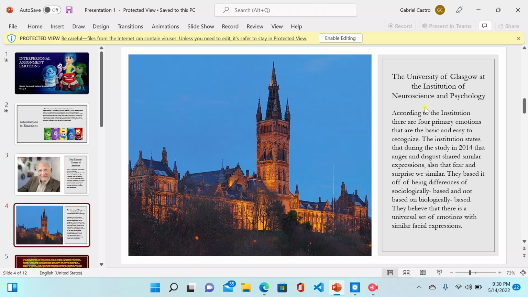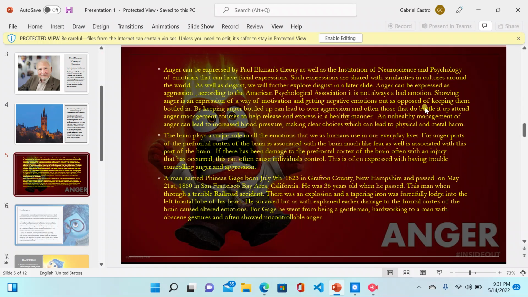So, the University of Glasgow and the Institution of Neuroscience and Psychology. According to the institution, there are 4 primary emotions that are basic and easy to recognize. The institution states that during the study they conducted in 2014, anger and disgust shared very similar expressions, and fear and surprise were very similar as well. They based it on differences that are sociologically based and not based on biology. So they believe that there is a universal set of emotions with similar facial expressions.